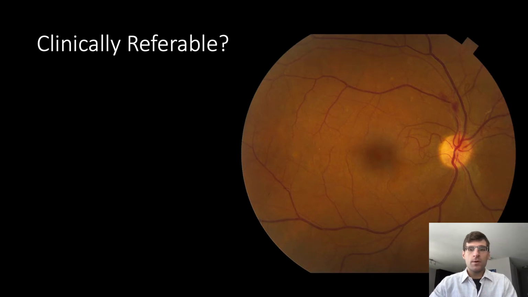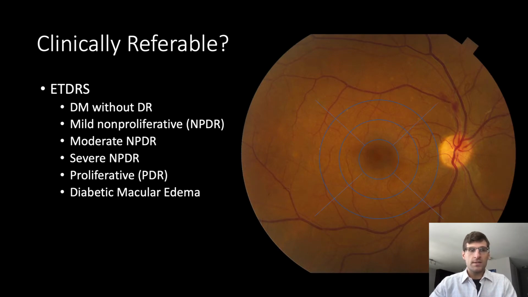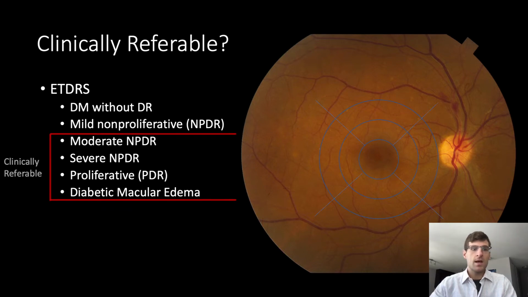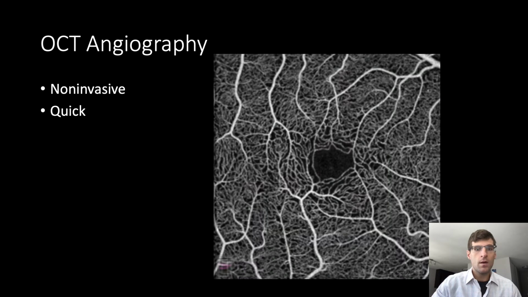So clinically referable is just based off of color fundus photographs. It's the standard ETDRS rundown of your severity of disease. And anything that's moderate or worse, we're calling clinically referable. So these are patients that should be seen by a retinal specialist for follow-up of care. And this includes patients with DME as well. So we use OCTA, we use the OptiView. It's quick, it's non-invasive, gives us great pictures of the retinal vasculature.